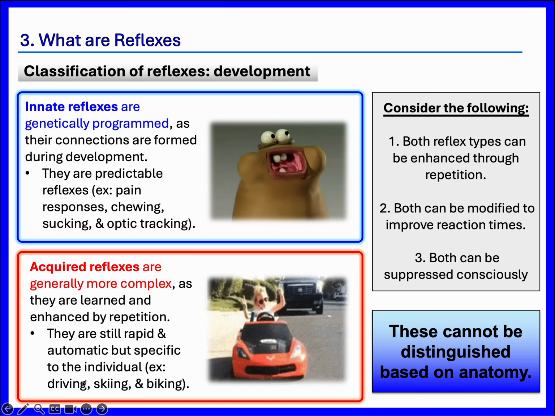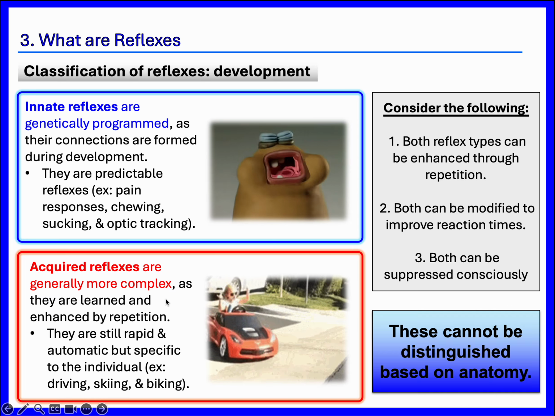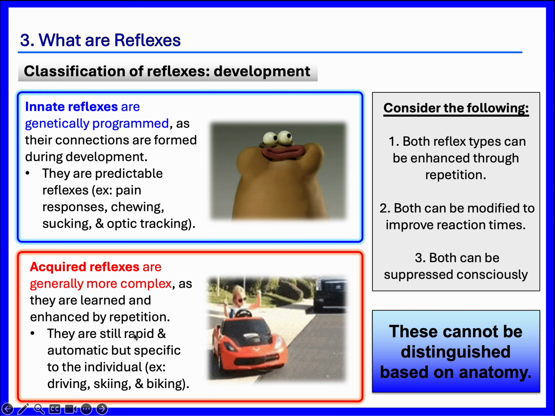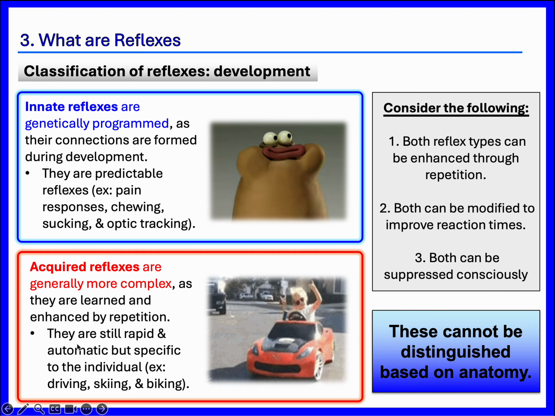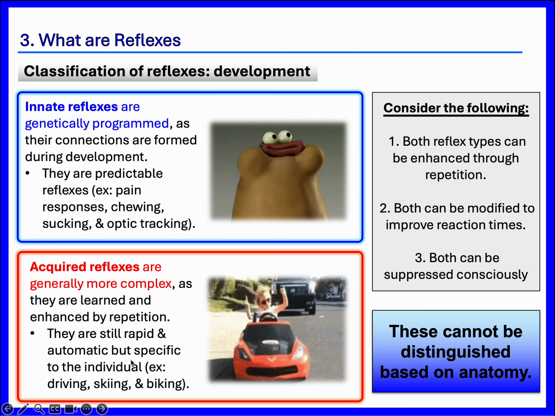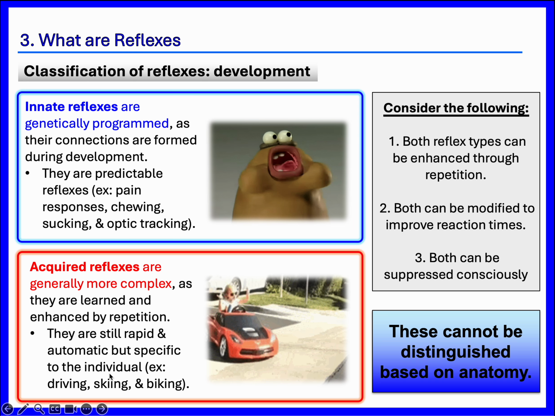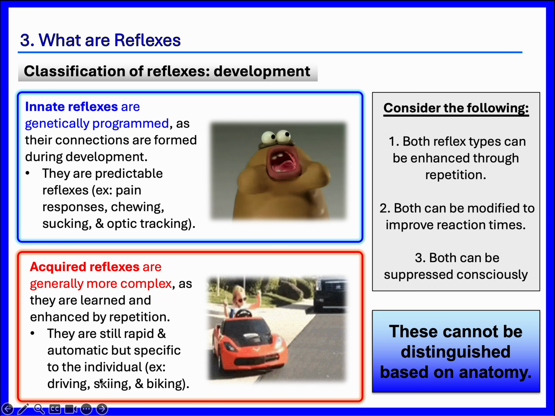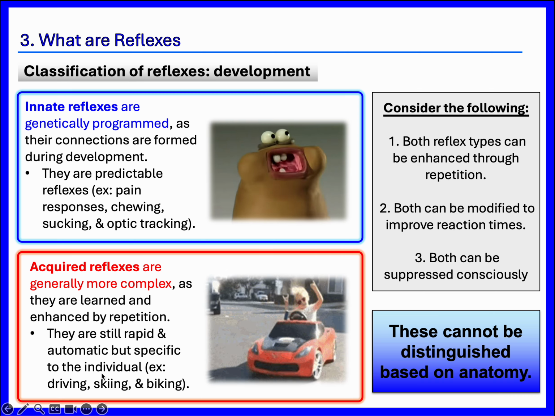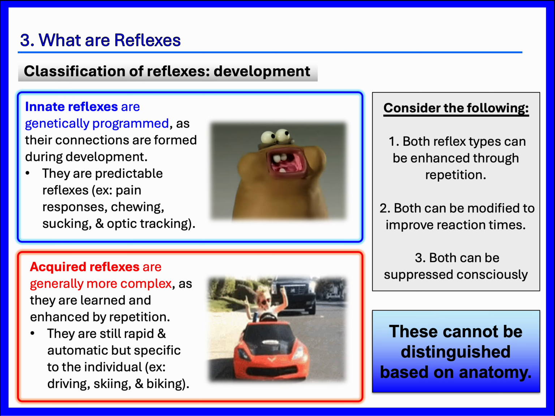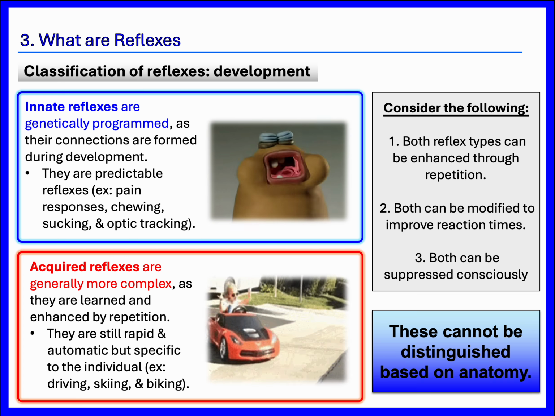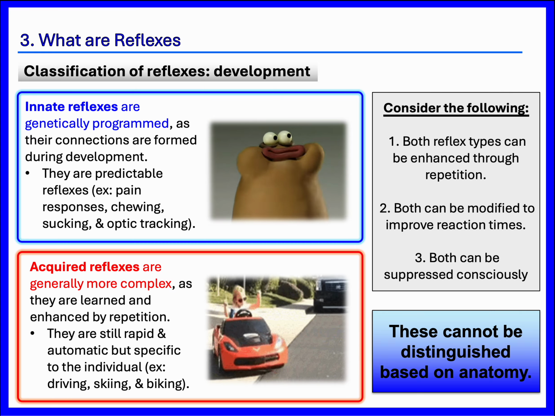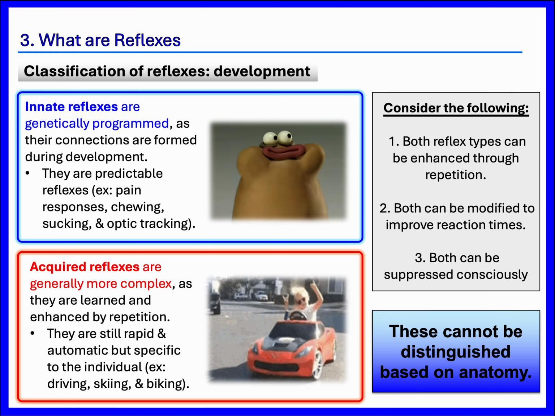Okay? Acquired reflexes are generally more complex, and they're learned and enhanced by repeating over and over again. For example, they're still rapid and automatic, but they're specific to the individual, how much you learned it, right? I'm going to say first walking. When you walk, you have this pattern and you learned that. You acquired that reflex, right? And eventually you don't even think about it because your cerebellum and your spinal cord have this pattern.